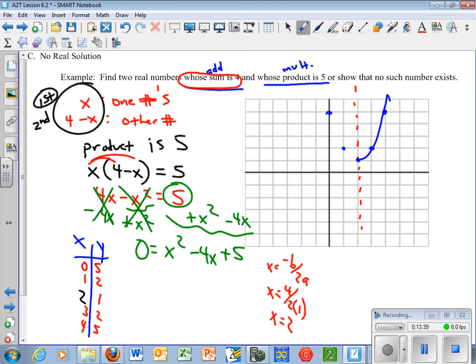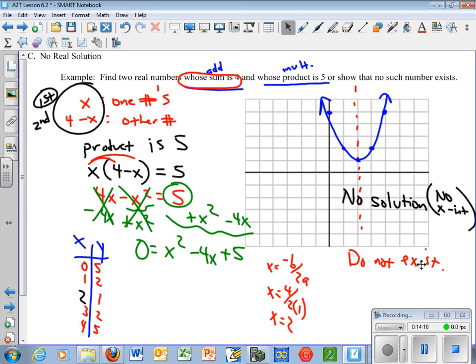So if you notice, the solutions are the x-intercepts. That parabola does not go through the x-axis. Okay? It doesn't touch the x-axis at all. It's a parabola that opens up, that's above the x-axis. So that is a no solution because there are no x-intercepts. Okay? So that's a no solution. So these numbers do not exist. There are no two numbers whose sum is 4 and product is 5.